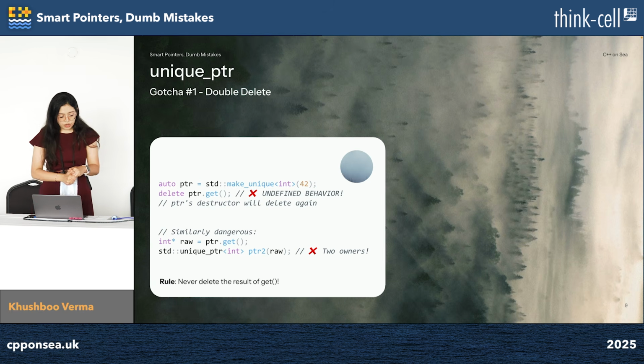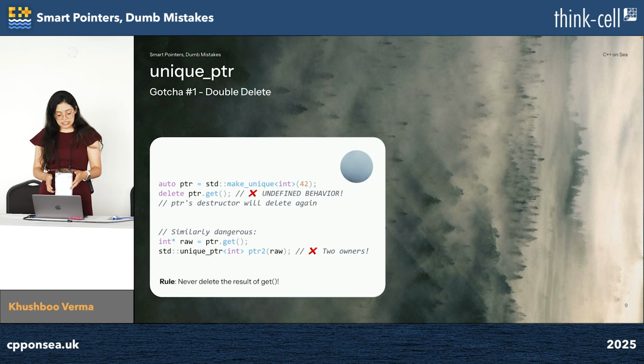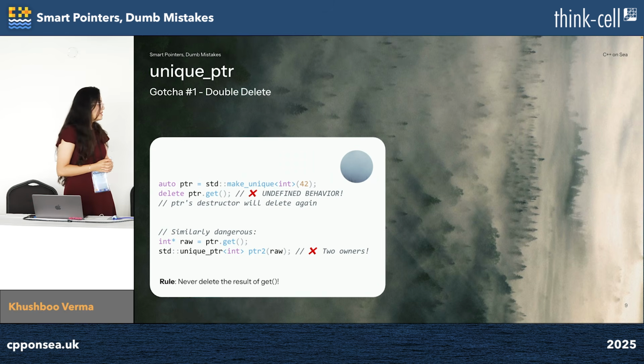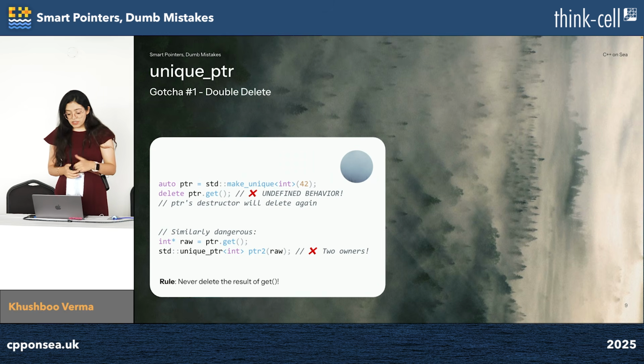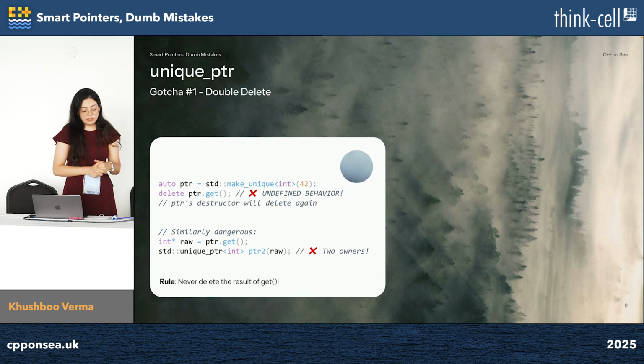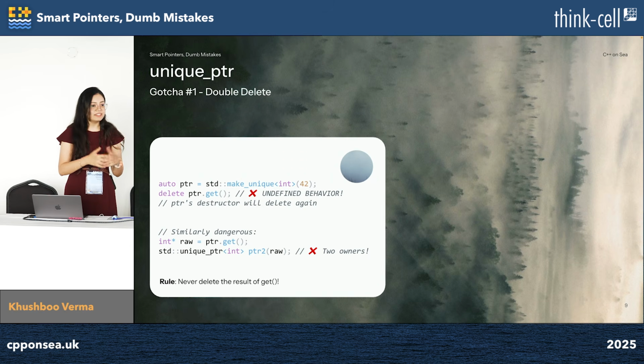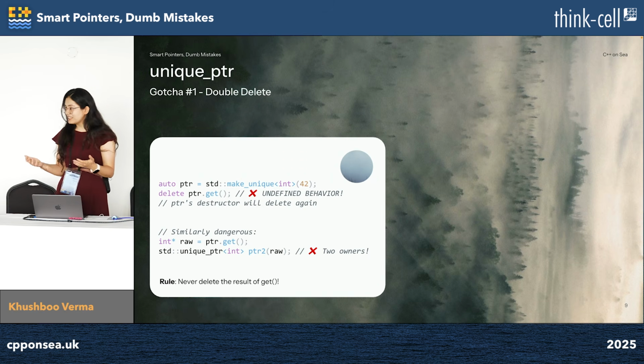Now, to talk about some gotchas, some common mistakes that we can make. The first one, as I mentioned, is double delete. In the previous example as well, whenever we use get, it is returning the raw pointer, but it does not transfer the ownership. So if you do a make_unique and then try to do ptr.get, that's just going to return the raw pointer. And if you then delete it, the destructor will try to trigger again, and it will try to delete a memory location which has already been deallocated.